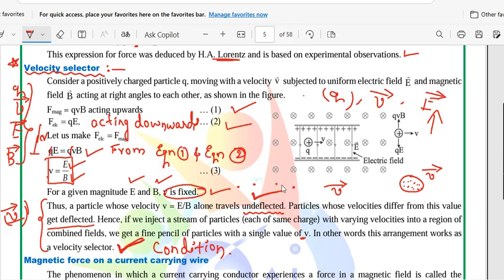In the starting point, I told you that a velocity selector is used to select charged particles having different velocities from a beam. It considers all the particles in a single array, so they move with a single value of velocity. So this is all about the velocity selector.